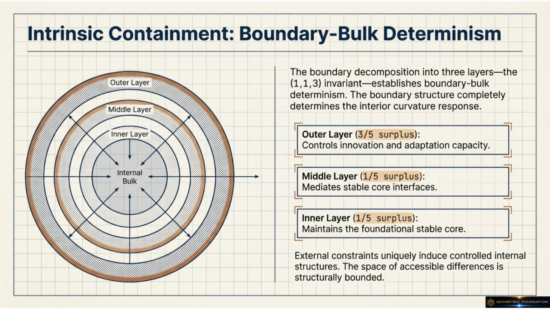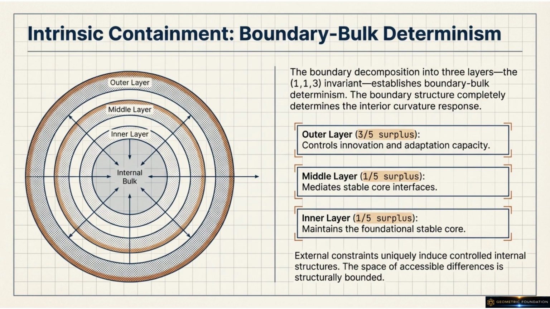Each layer carries specific responsibilities and surplus ratios. The outer layer, 3/5 surplus, controls innovation and adaptation. The middle layer, 1/5 surplus, mediates stable core interfaces. The inner layer, also 1/5, maintains the foundational stable core. The concluding statement: external constraints uniquely induce controlled internal structures. The space of accessible differences is structurally bounded.